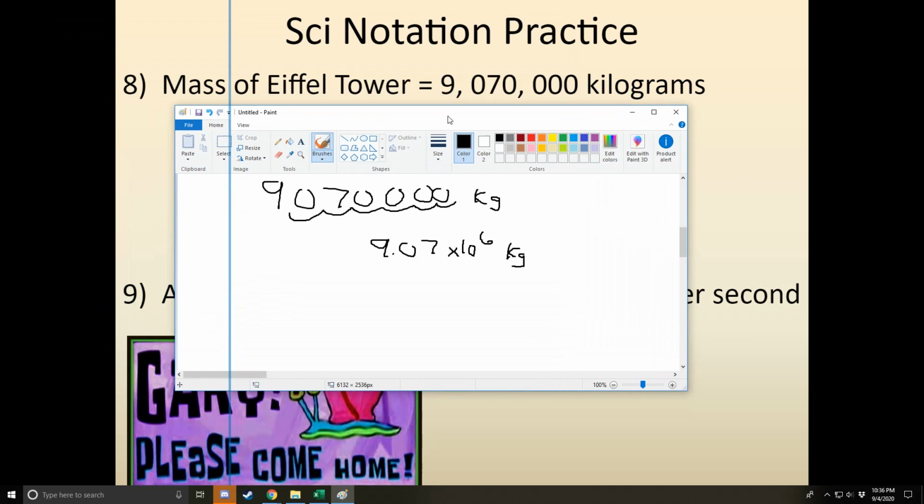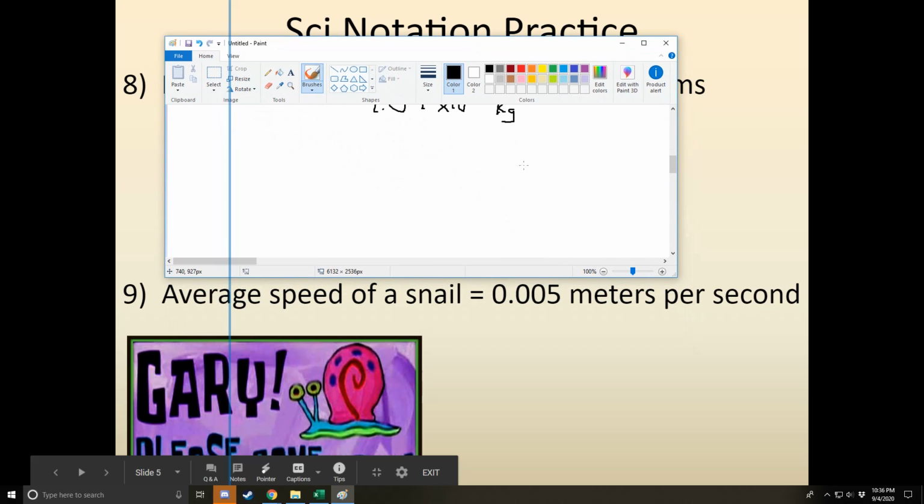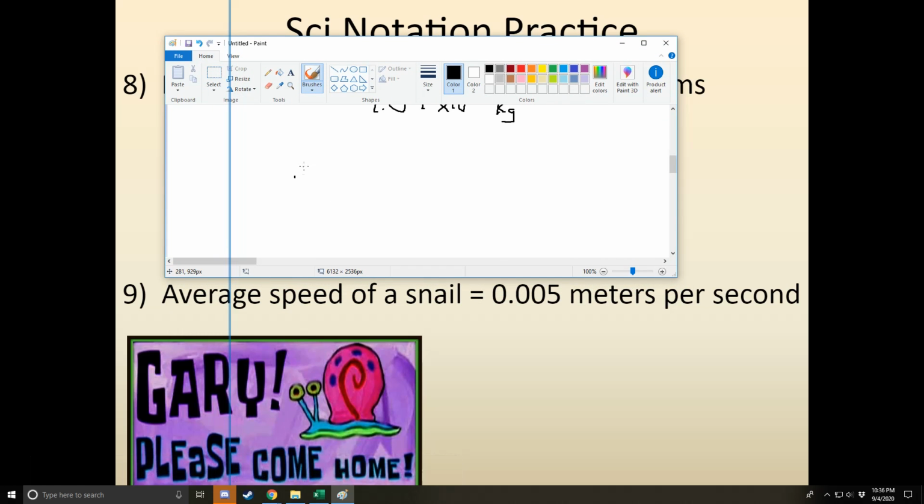And the last one, let's make that smaller, 0.005 meters per second. 1, 2, 3. So 5 times 10 to the negative 3 meters per second. So that's pretty much it for the scientific notation.